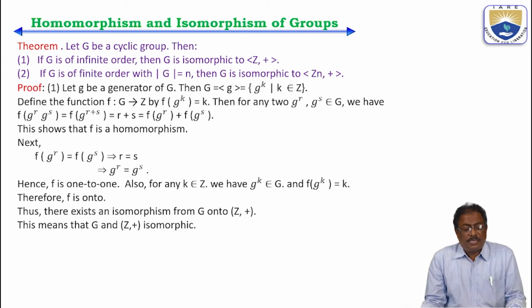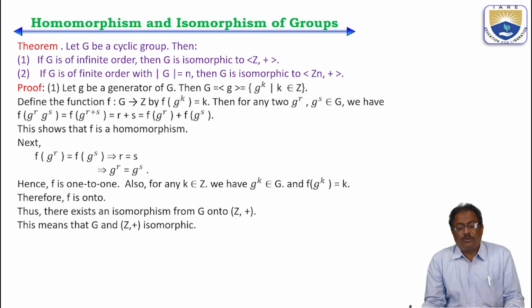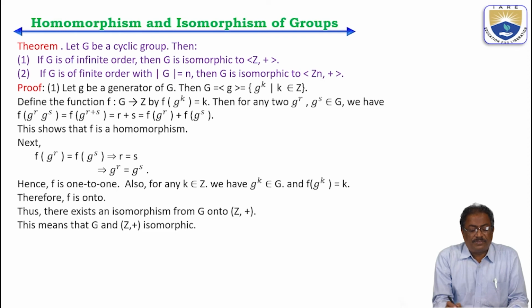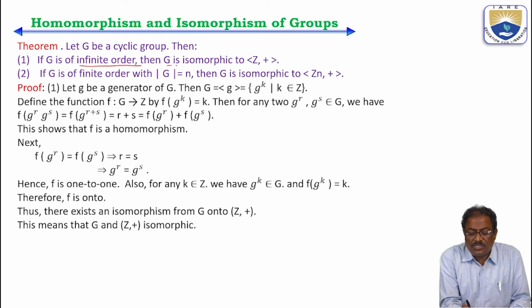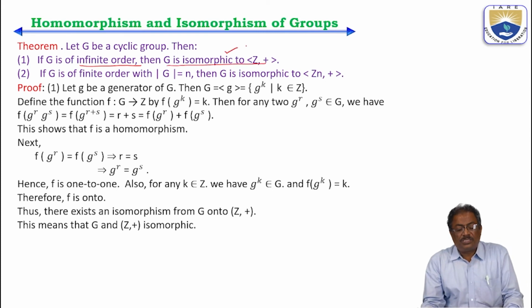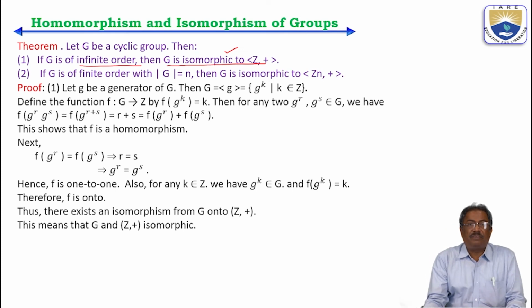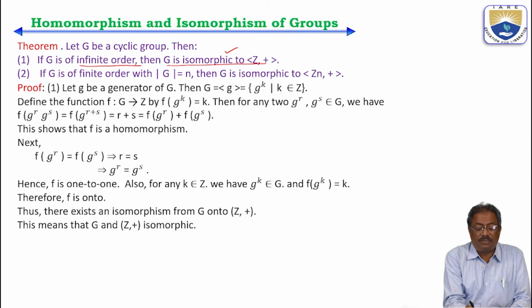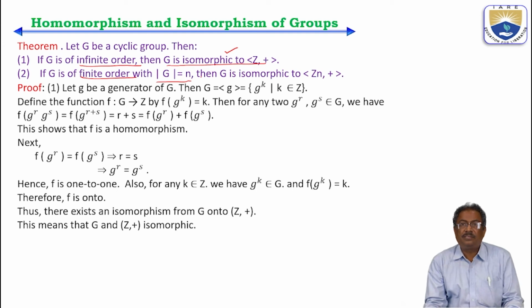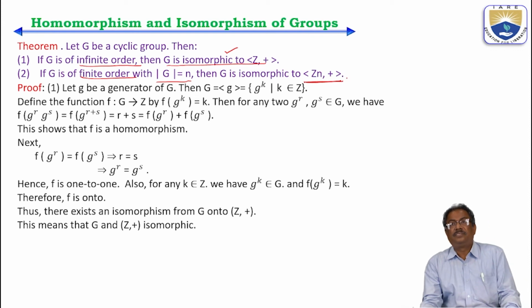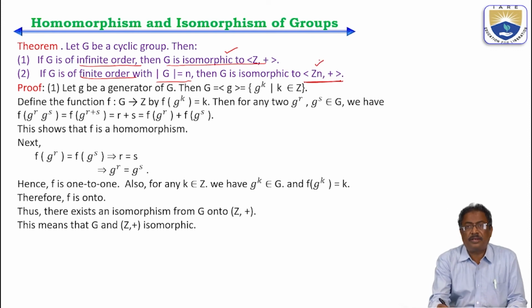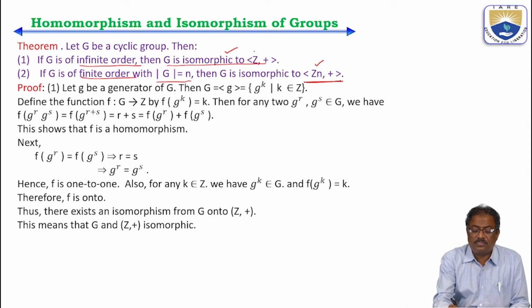Now, let us go for the other problem. See here, let G be a cyclic group. Then, if G is of infinite order, then G is isomorphic to Z comma plus. If G is of finite order, with cardinality of G equal to n, then G is isomorphic to Zn comma plus. Zn is congruence modulo n, and Z is nothing but the integer set.